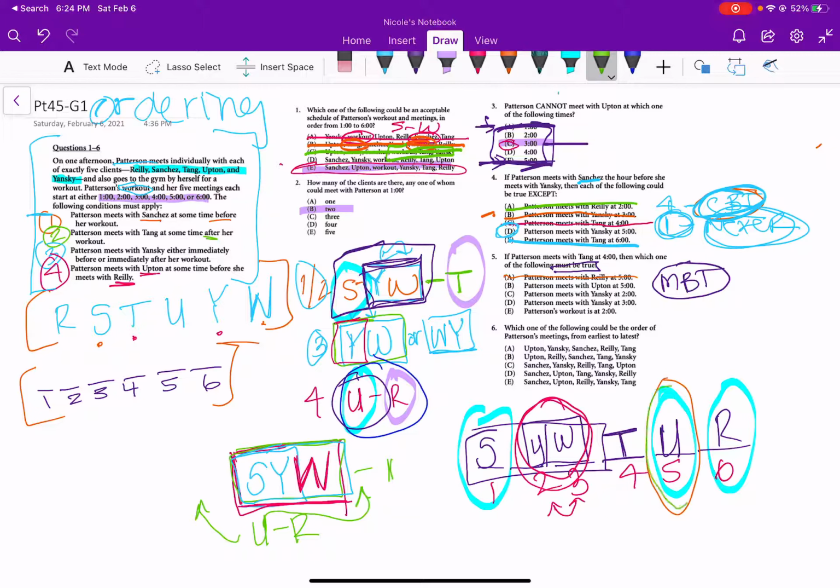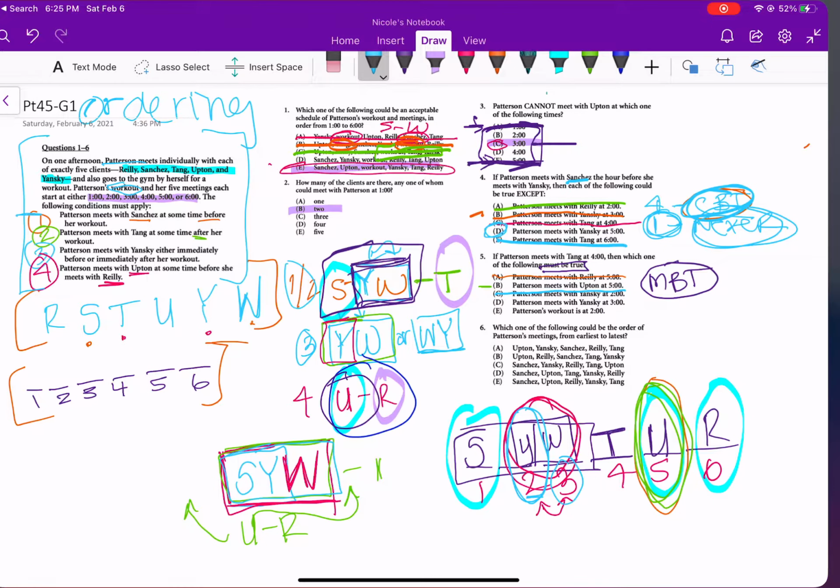Let's see, C, P meets with Y at 2. Well, yes, look at this. This is a tricky one, but does Y have to be at 2? No, because Y could also be at 3. That's not C. D, P meets with Y at 3. Well, this is the same reason. Just like Y doesn't have to be at 2, it also doesn't have to be at 3. So that's a pretty easy one for us to cross off.